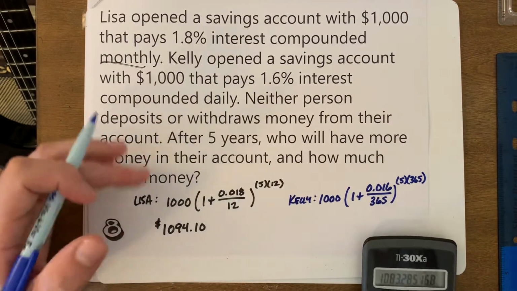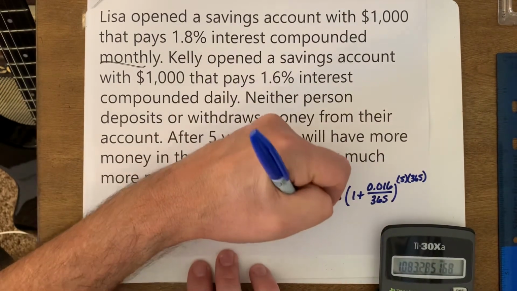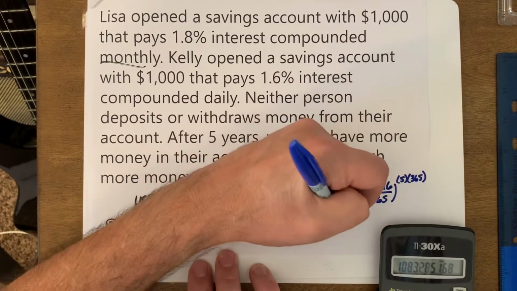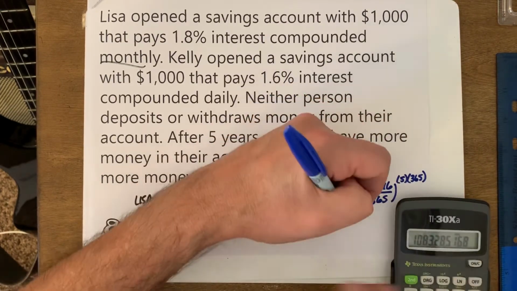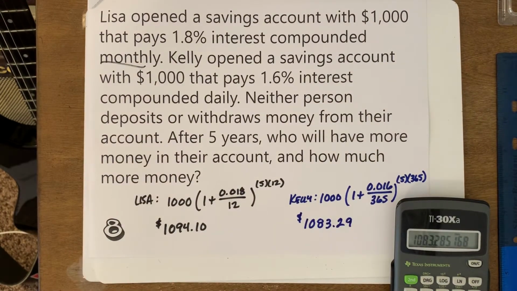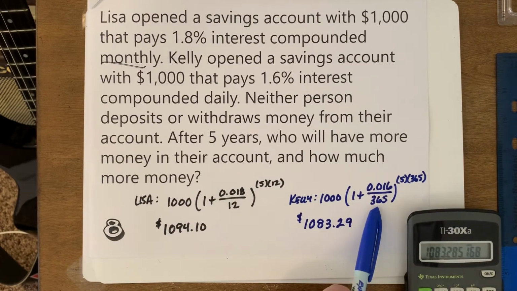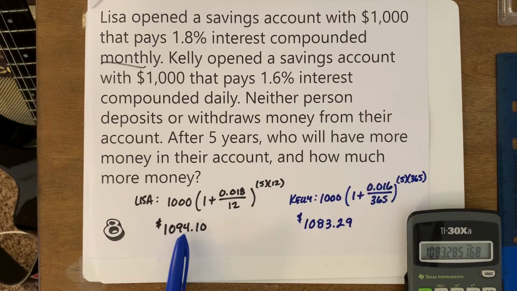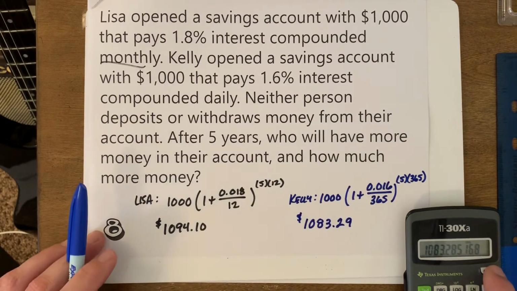Okay, maybe I did it right. So it looks like she's going to have 1083.28, and that 8 is going to round up to a 9, so 1083.29. So Kelly is not going to have as much money as Lisa, even though her compounding is going to be many, many more times than Lisa's. However, Lisa's rate is a little bit higher than this one, and that's what pulls this one up past this one.